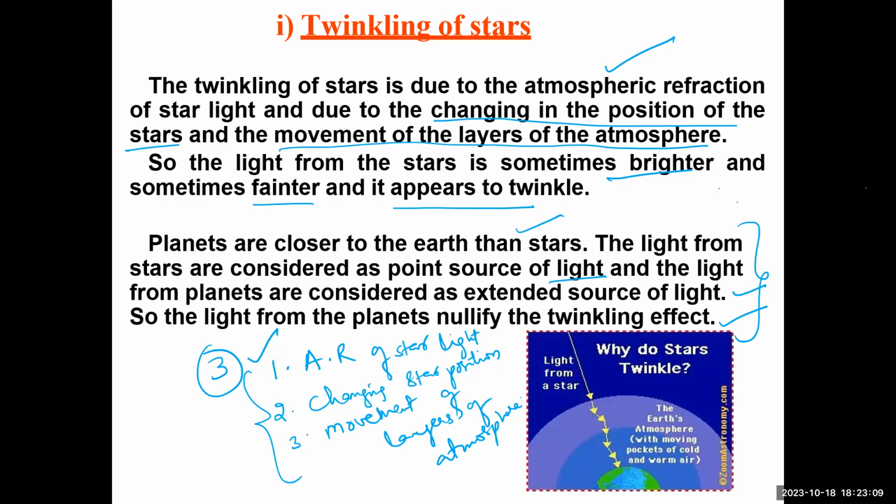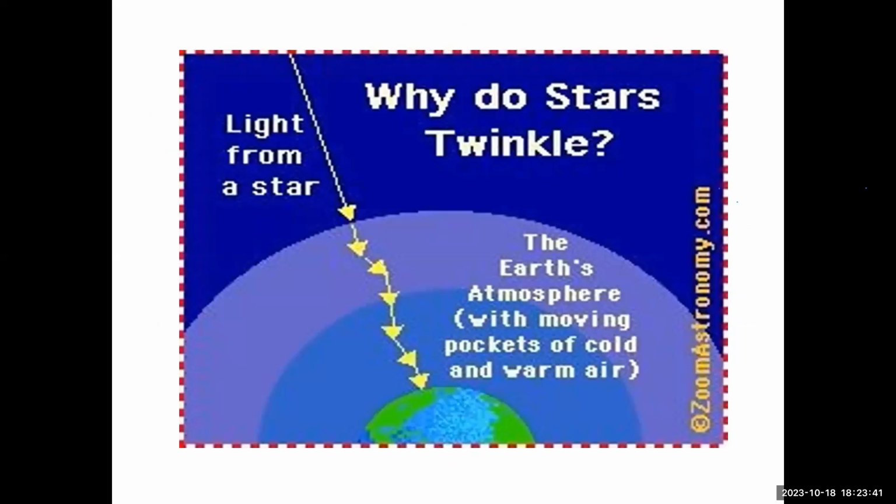We know that the planets are closer to the Earth than the stars. Stars are very high in space, at a very far distance, and the light from the stars is considered a point source. It means it is taken as one particular point source, and the light from the planets is considered an extended source of light. This point source and extended source of light make the planets nullify the twinkling effect of a star. So see here in the next diagram.